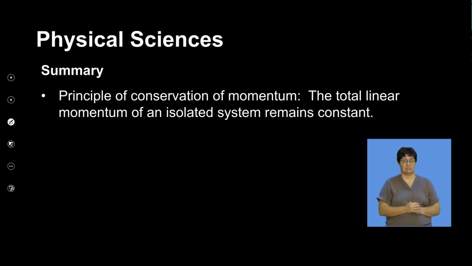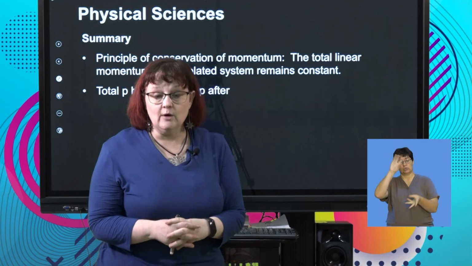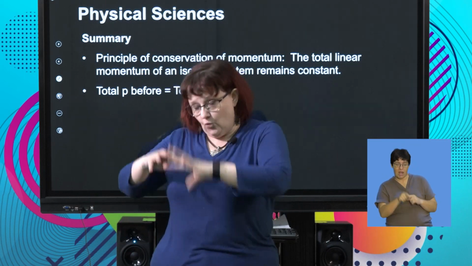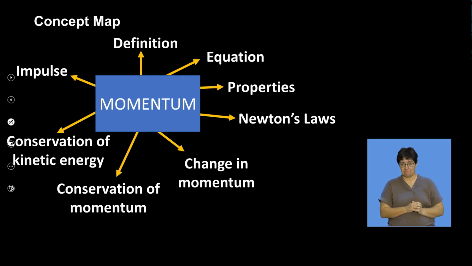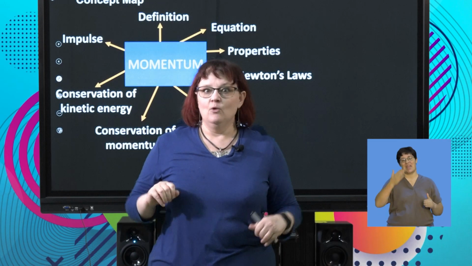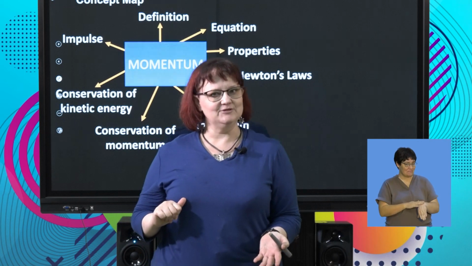So what have we learnt today? Well, we've learnt that the principle of conservation of momentum says to us that the total linear momentum of an isolated system remains constant, which then means that total momentum before equals total momentum after, and we will have to derive the equation that makes sense for the circumstance, for whatever the question gives us, okay? That brings us to the end of today. We did a lot. You need to think through it. And next time, we're going to do conservation of kinetic energy. So I'll see you then.